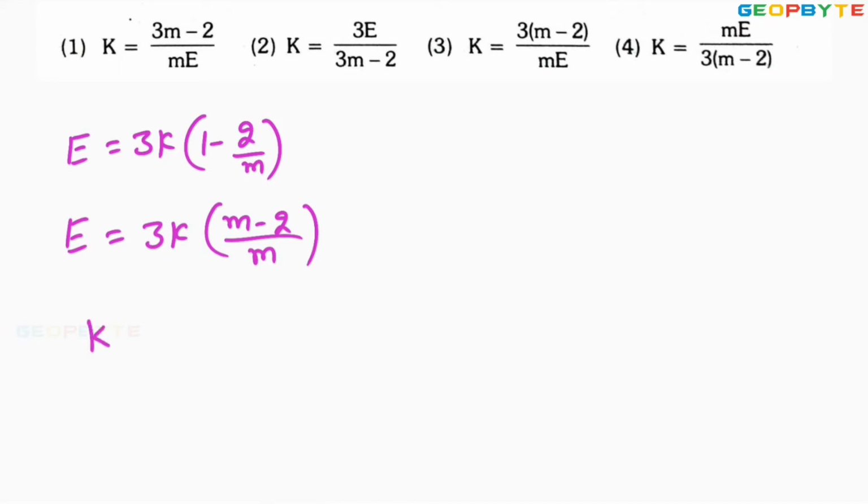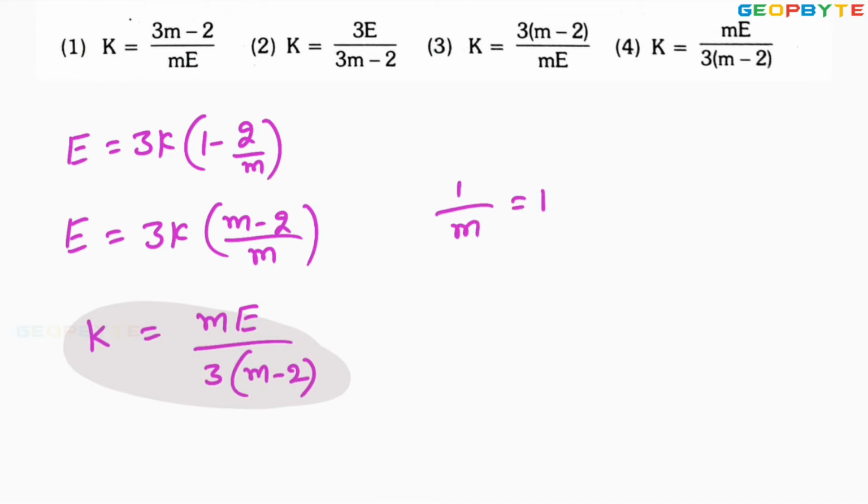Therefore, the bulk modulus K equals m into E by 3 into m minus 2. So this is the other relation between the bulk modulus and the Young's modulus in terms of m. Here m is not Poisson's ratio. It is clearly given that 1 by m equals Poisson's ratio.